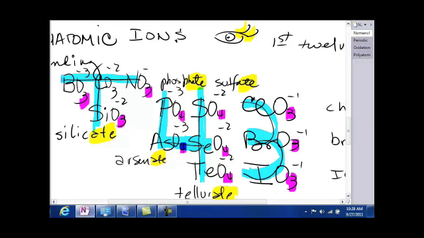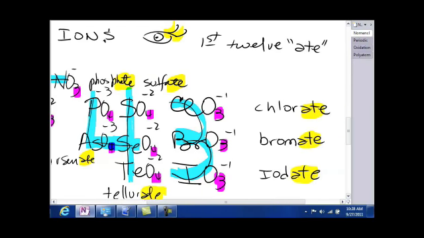Okay, so I learned the ATE polyatomic ions. On the screen I have 12 ions, and these are all the ATE polyatomic ions, meaning ClO3 -1 is chlorate. So BrO3 -1 is bromate, IO3 -1 is iodate. Are you with me?